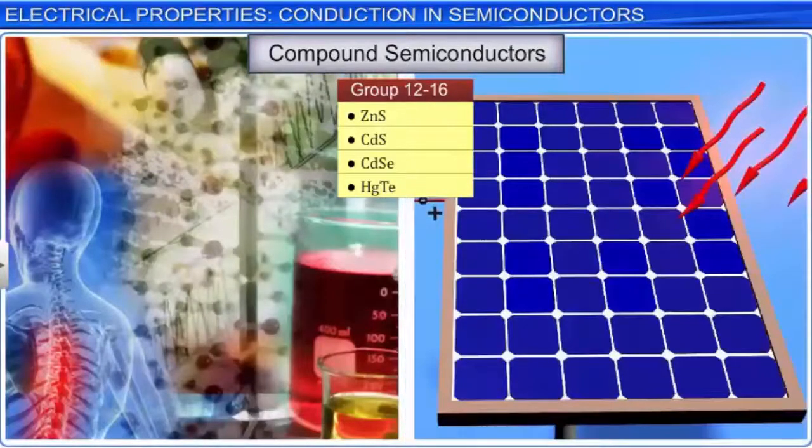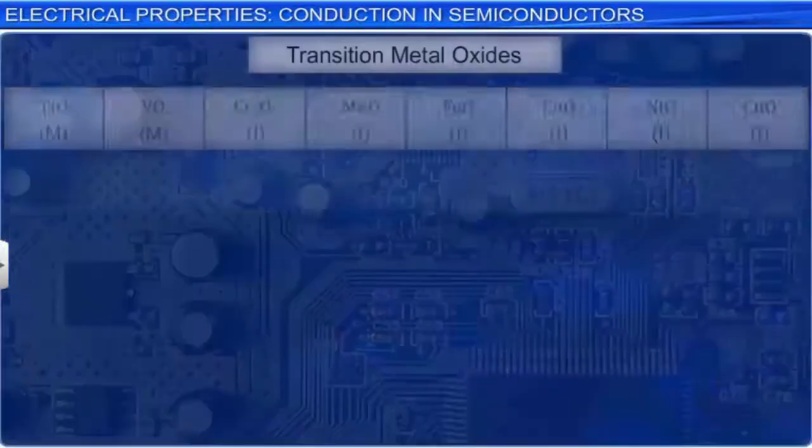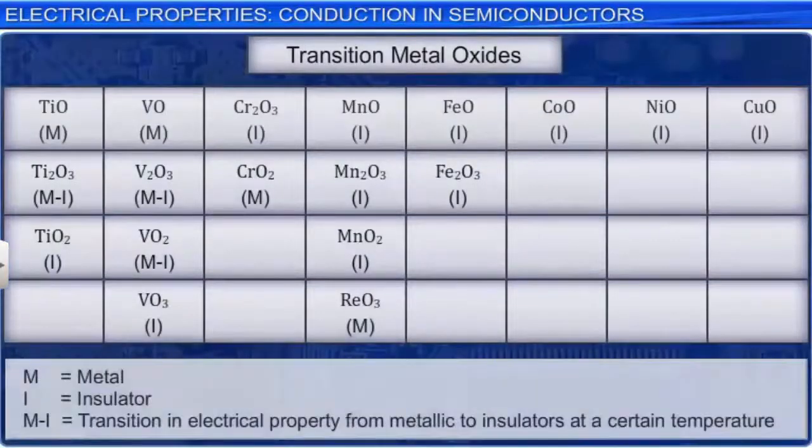Transition metal oxides are another category of substances that show diverse electrical properties, ranging from strongly metallic to insulating. Oxides like titanium 2 oxide, chromium 4 oxide, and rhenium 6 oxide behave like metals. Rhenium 6 oxide can be compared to metallic copper in conductivity and appearance.